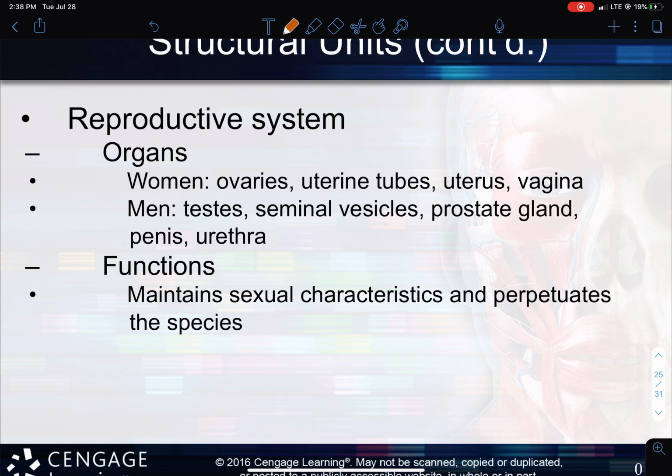Functions of the reproductive system, other than perpetuating the species by reproducing and creating multiples, also maintaining sexual characteristics, so physical characteristics, hormonal characteristics, not necessarily personality. That's not part of the reproductive system at all. That's part of the nervous system, but also maintaining sexual satisfaction, and maintaining homeostasis with the hypothalamus as well.